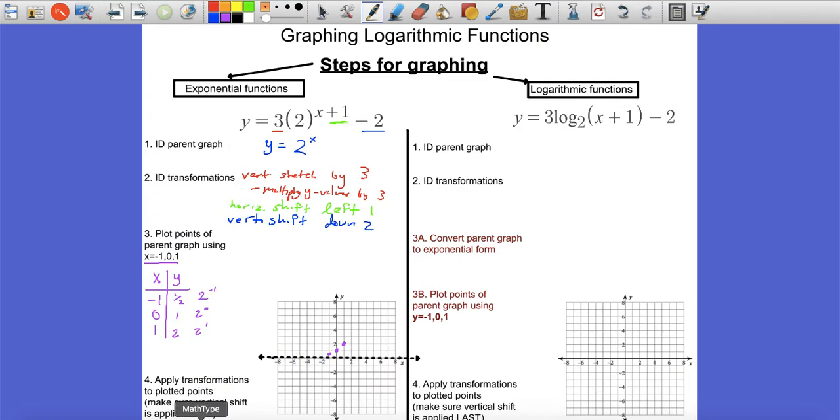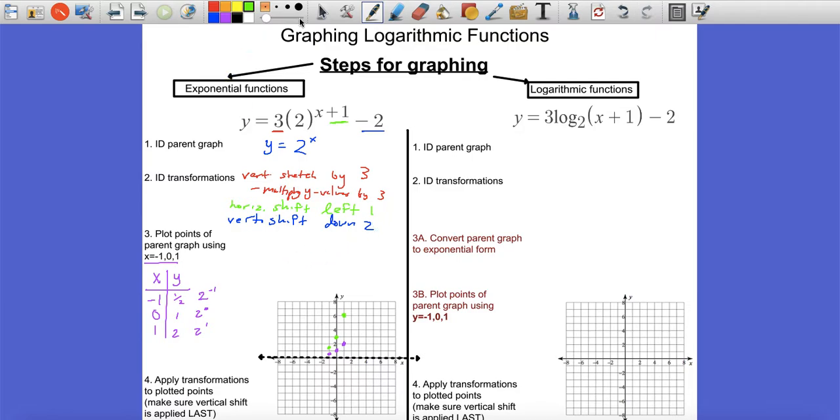Now we have to apply the transformations to our plotted points, making sure we do the vertical shift last. So here we go. Let's apply these transformations. Start by multiplying our y values by 3. This point's at y equals 2, so it's going to go to y equals 6. This one's at 1, so it's going to go to 3, because 1 times 3 is 3. And this one's 1/2, it's going to go to 3/2, which is 1 1/2. All right, so there's multiplying by 3. And now move everything left 1 and down 2.